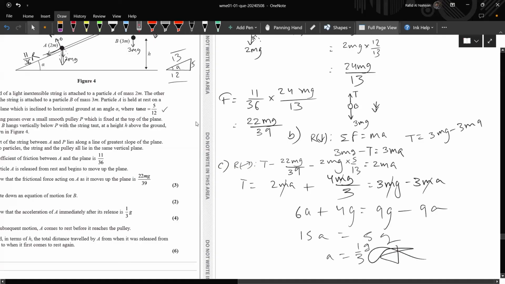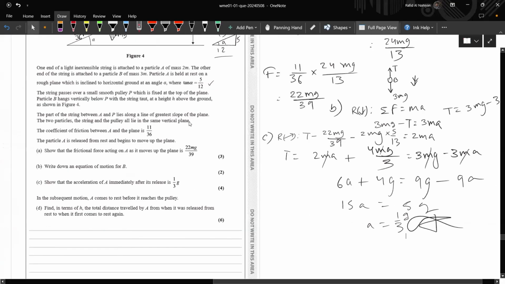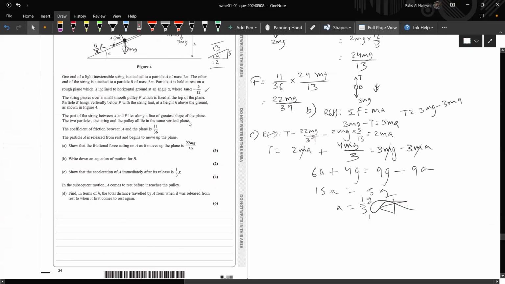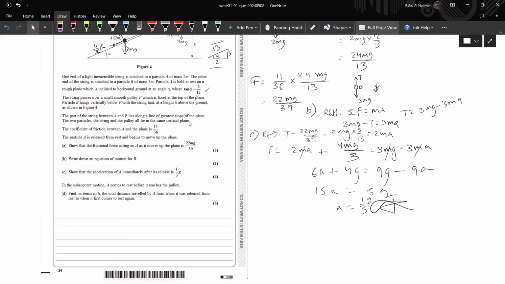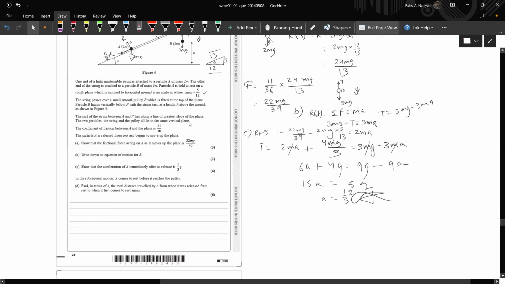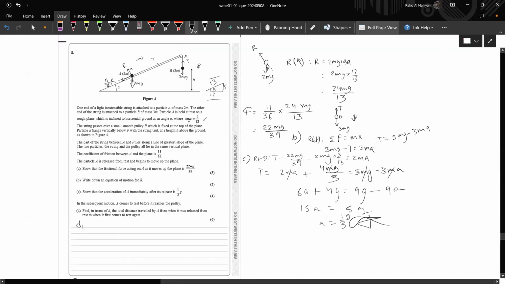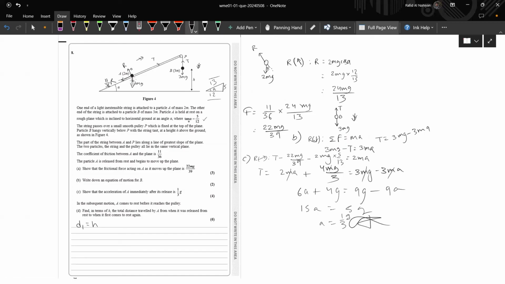Yes, we got it. Okay, next part says in subsequent motion, A comes to rest before it reaches the pulley. Find in terms of h the total distance traveled by A from when it was released from rest to when it first comes to rest. So I already know the first part is going to be, let me call it D1, that is going to be h, because they're moving together. As B touches the ground, it moves a distance of h, and similarly A also moves a distance of h. So I'm going to name that D1, and that is h.